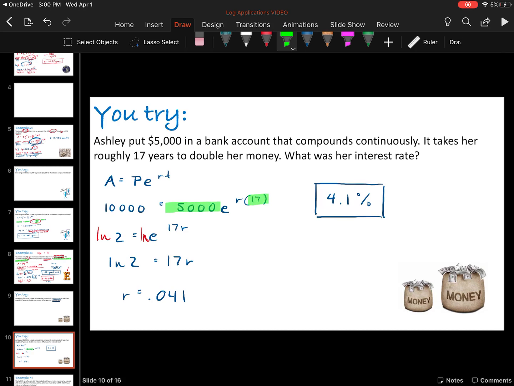It takes 17 years for you to double your money. So we want to know when you end up with $10,000. I'm asking you what the interest rate was for you to be able to double your money in 17 years. So same way, divide by 5,000 on both sides. We get 2. Take the ln of both sides. The 17r comes down out front. The ln of e, I told you, was just 1. Divide by 17 on both sides. You get 0.041. And if we want to provide the interest rate, you write that as a percent, so 4.1% when you convert it back.